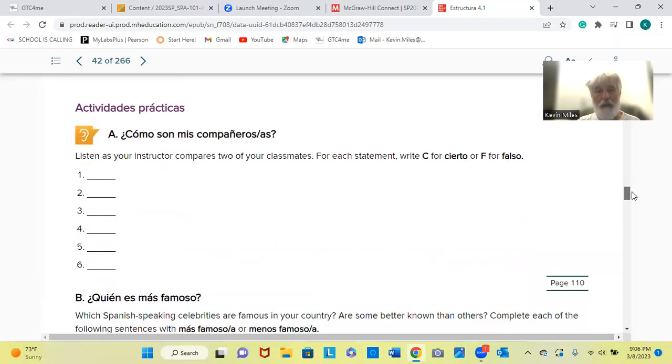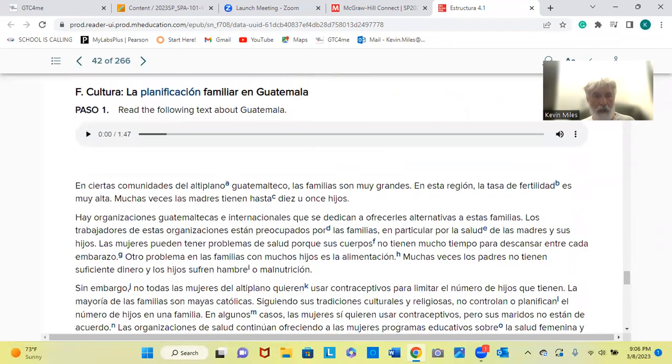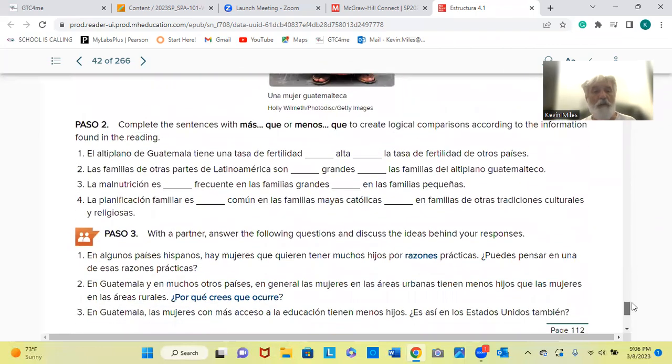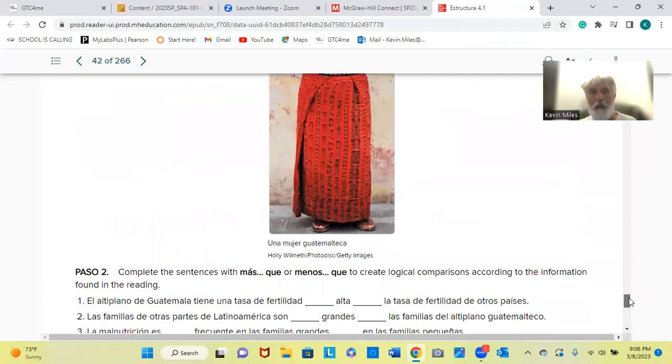Let's move on. Okay. Let me see if we have anything else. Please take a look at this section on la planificación familiar in Guatemala. And make sure you just take a look at that reading, make sure that you're familiar with it, and that you can do the set of problems beneath it. You'll be using más que and menos que, all right? Peor, menor, mayor. Make sure you're familiar with that, okay? It'll make your time doing the exam a whole lot easier. All right.